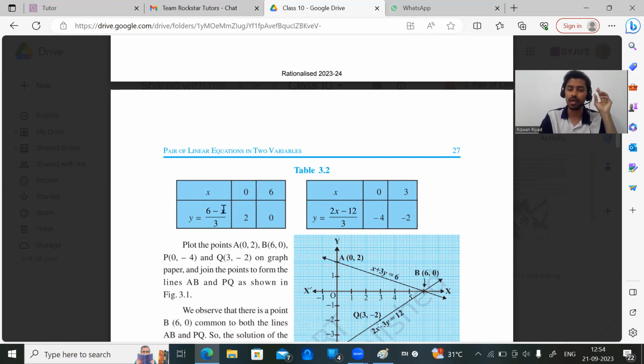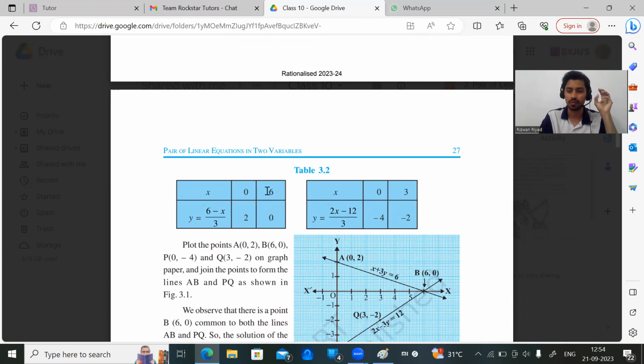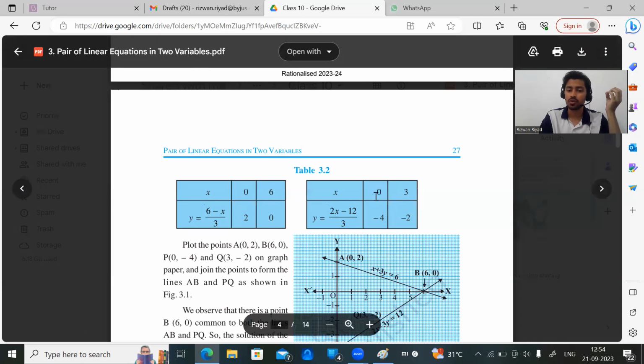If you take this equation individually, these two are the solutions. These are not the only solutions; we have more solutions, but these two are solutions. If x equal to 0, y equal to 2. If x equal to 6, y equal to 0. Similarly, for the second equation, if x equal to 0, y equal to minus 4. If x equal to 3, y equal to minus 2.